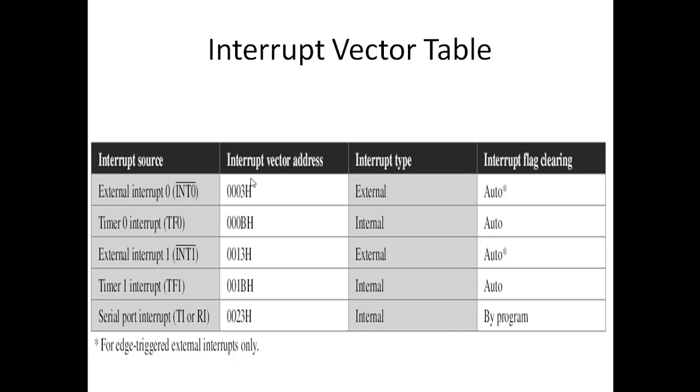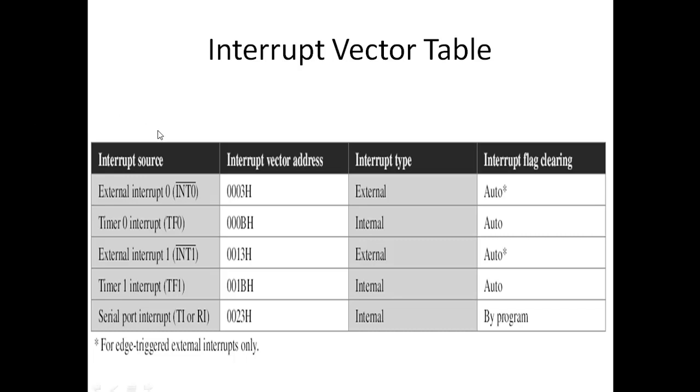What task has to be done by the microcontroller to provide service to this external interrupt 0 is written. It means what task is written will be starting from this address, the interrupt vector address. And the task that it will perform is normally known as the interrupt service routine. Okay, so I'm repeating once again.